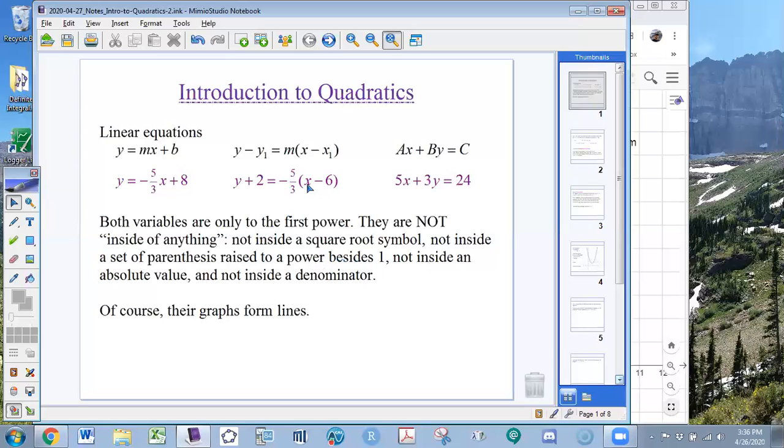Now here I do have x with the x minus 6 inside of a parenthesis, but it's really being raised to the first power. So not a square or anything like that. The variables are not inside of an absolute value, and they're definitely not inside of a denominator. I don't have 1 divided by y or divided by x plus 3 anywhere in these equations.